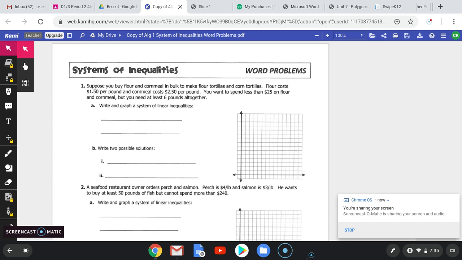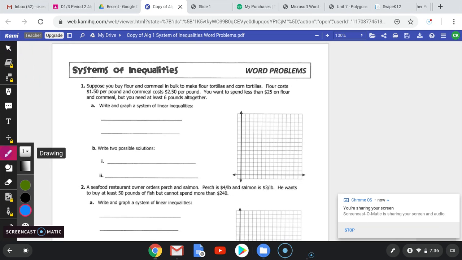Now, like I said, these are problems that would be on the Keystones where you would have to graph the inequality, and then with it, you would have to write down some possible solutions within your shaded region. So you're still going to do the same thing we've been doing here, basically. Just identify what your inequality is, graph it, and then pick two possible solutions within your shaded region.